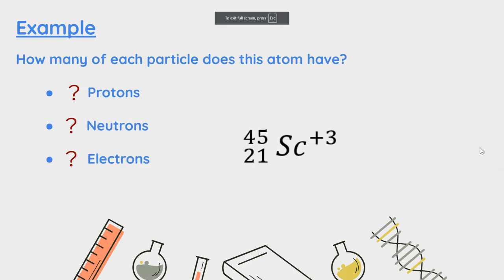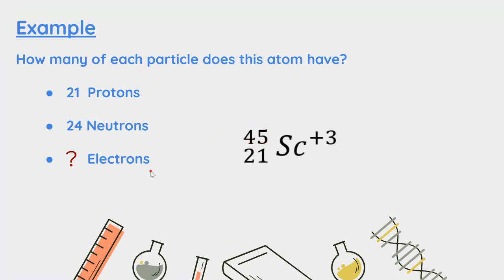All right, let's take one of these examples in reverse. How many of each particle does this atom have? This is scandium. You can find it sort of near the top left of your periodic table. How many protons does this atom have? This atom has 21 protons, and we can see that because this number in the bottom left is our number of protons. How many neutrons does this atom have? This atom would have 24 neutrons because 24 plus 21 gives us 45, the total mass in the top left.